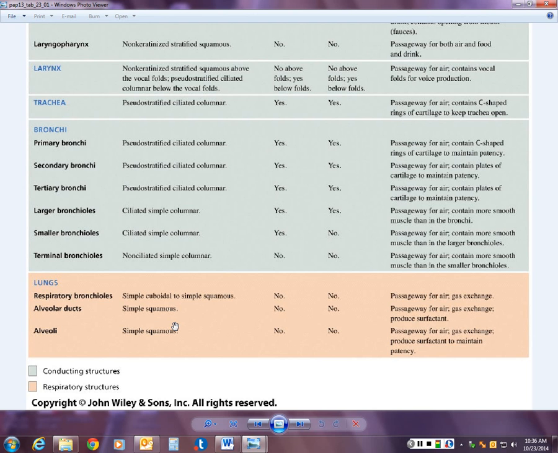The overall pattern here is that as you proceed from large to small airways, the epithelial lining gets thinner. And that thin nature of the epithelial lining is critical to gas exchange because gas exchange occurs via diffusion. If you had a very thick lining, it would take a long time for gas to move back and forth across, so the lining gets thinner as you approach the respiratory zone because that thinner wall is going to facilitate faster gas exchange.